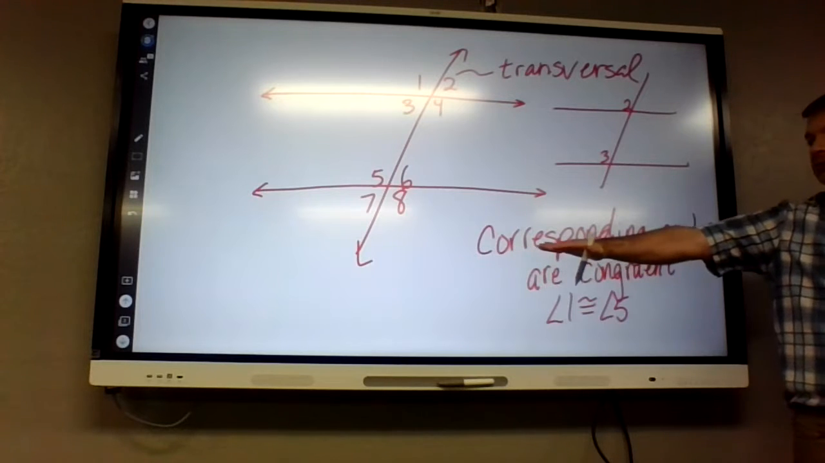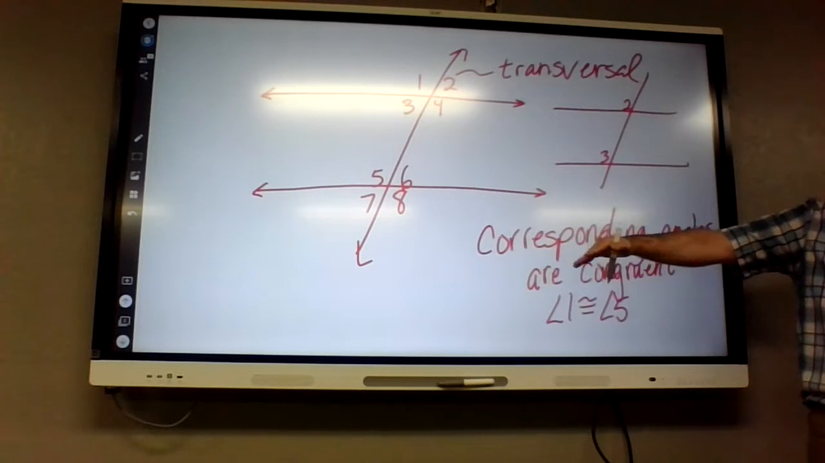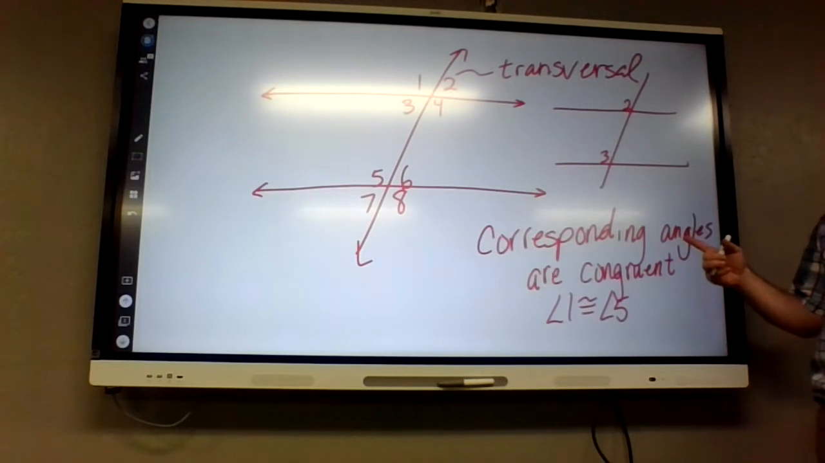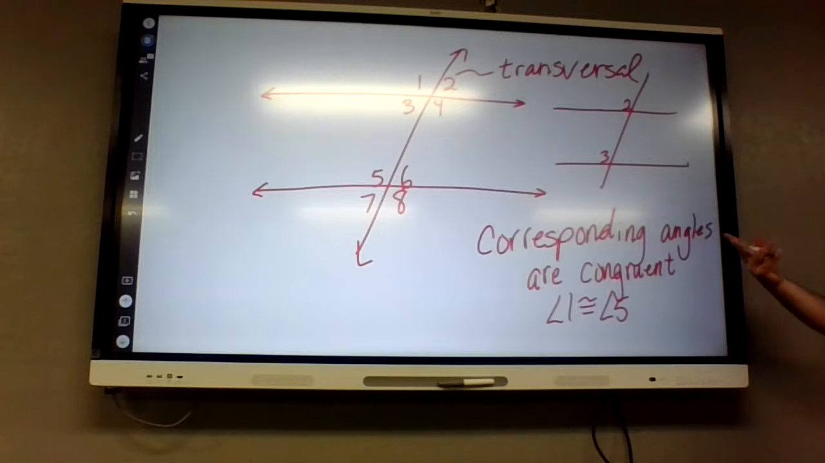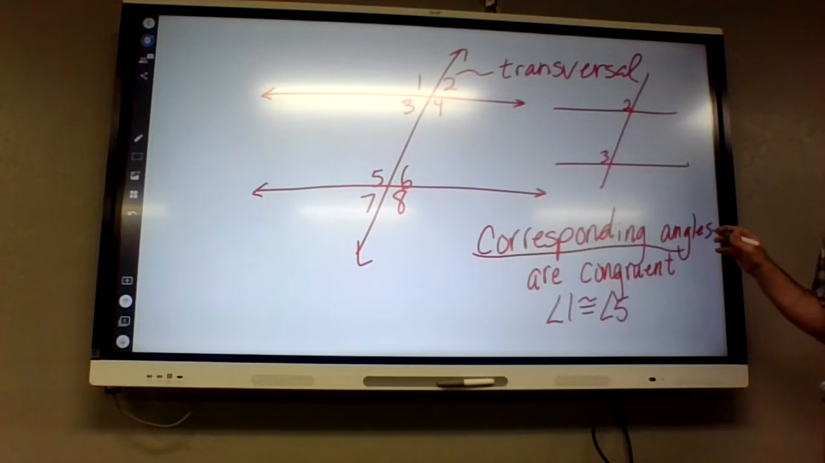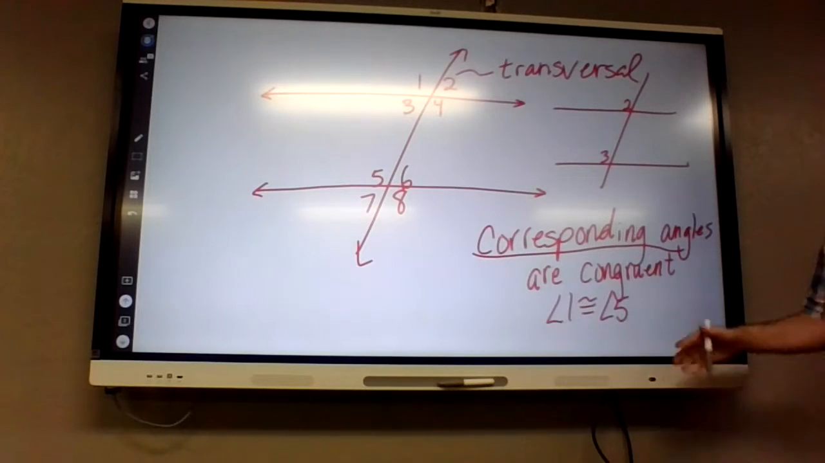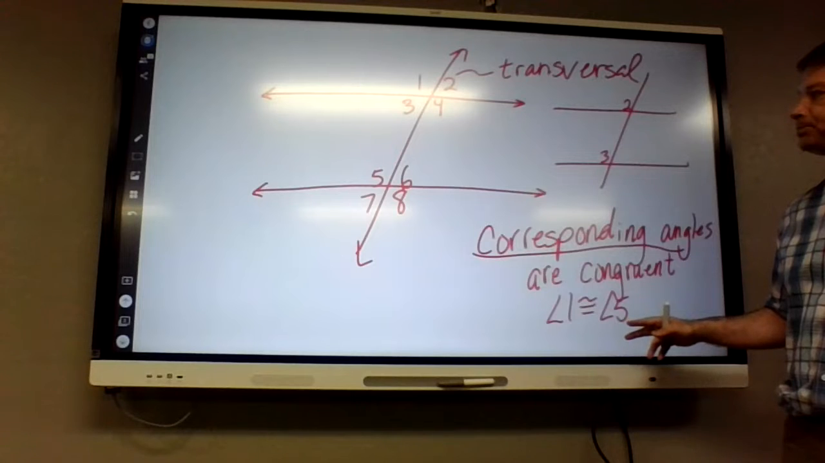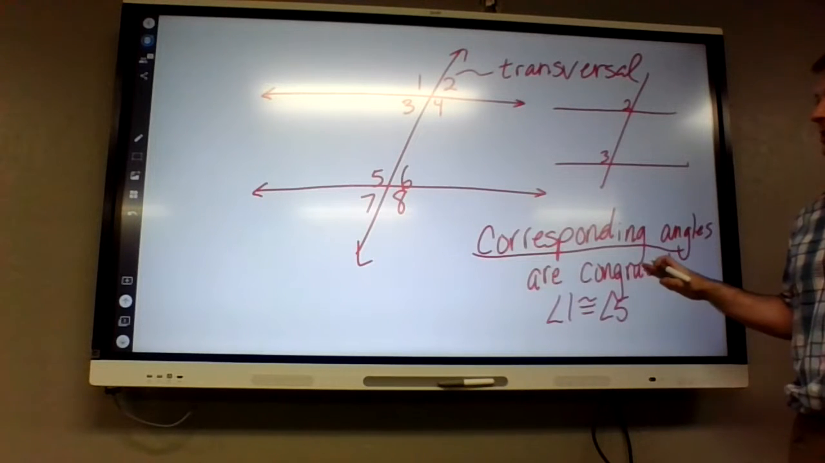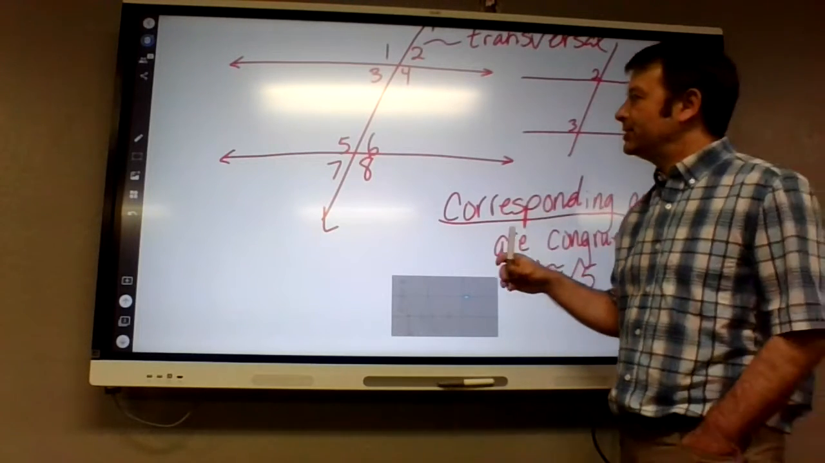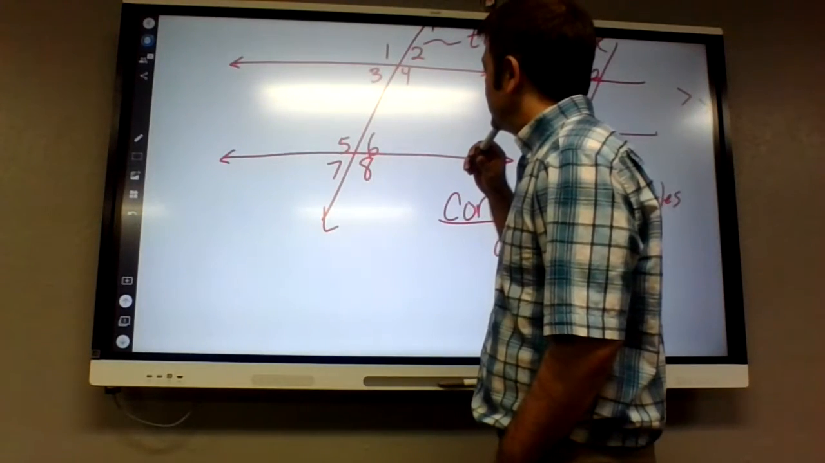Probably we'll start saying just corresponding angles and won't say are congruent. They probably call this a corresponding angle postulate or something like that. But you don't need to know the postulate or the name of it. You can just say corresponding angles are congruent, or corresponding angles. All right. That's the only postulate that goes with this section.